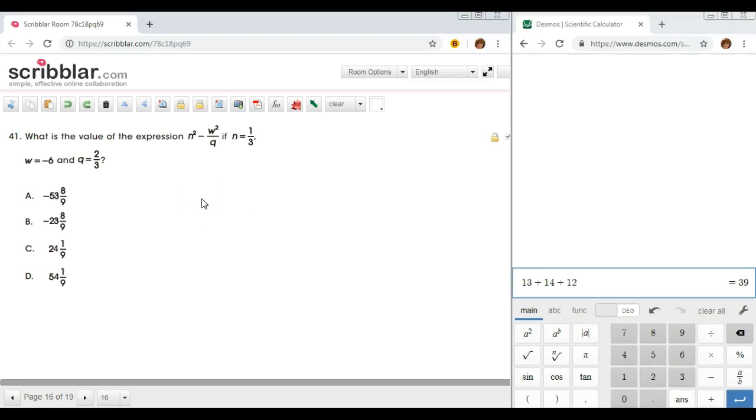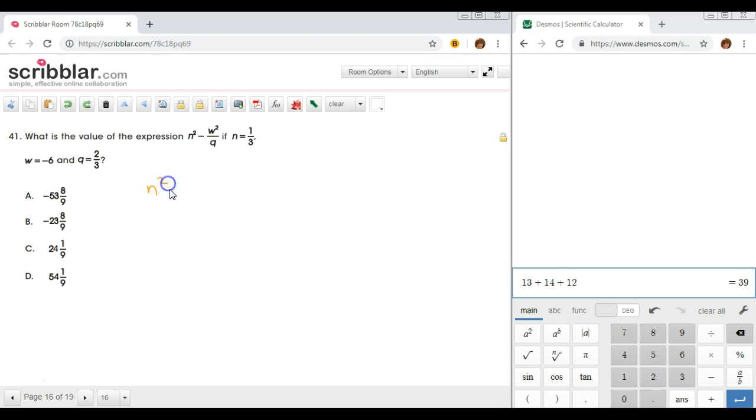This video will go through the 2009 Math Released OGT from problems 41 through 44. 44 is the last problem. So on this problem, what is the value of the expression n squared minus w squared divided by q if n equals 1 over 3, w equals negative 6, and q equals 2 over 3?